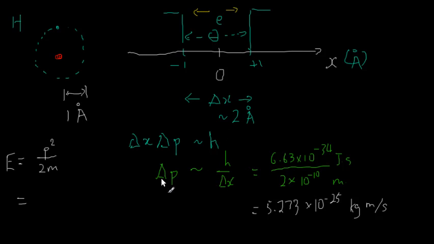So the delta p, this range of momentum, must be the maximum momentum in one direction minus the maximum momentum in the other direction. Since we are along just one dimension, I can represent the other direction by minus p. So plus p and minus p, and the difference between those two is the delta p.